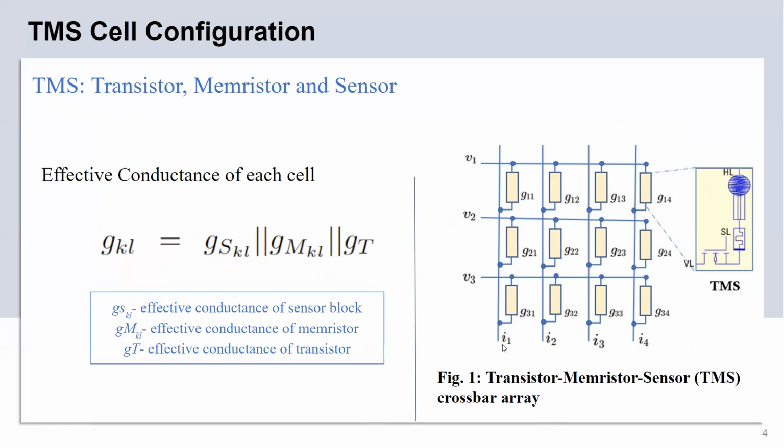So figure 1 shows a TMS crossbar array with 2 inputs and 4 outputs. In the crossbar, each cell consists of one sensor, one memristor, and one transistor, and thus the name TMS. The effective conductance of each cell is the parallel combination of the effective conductance of the sensor block, memristor, and the transistor.